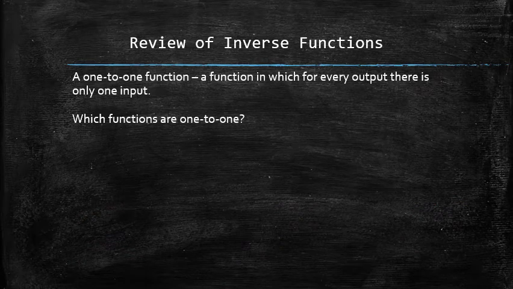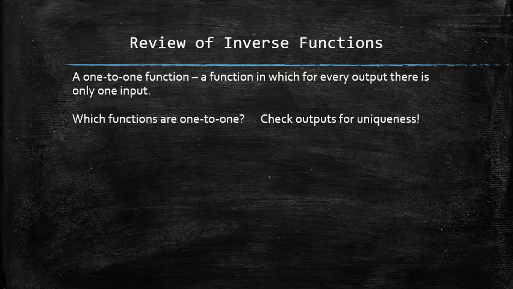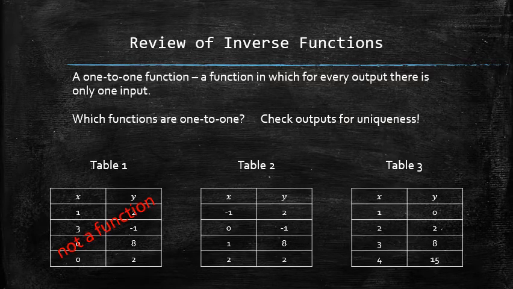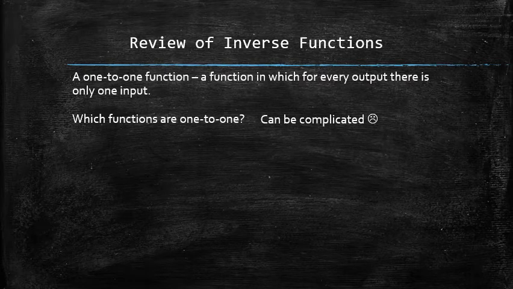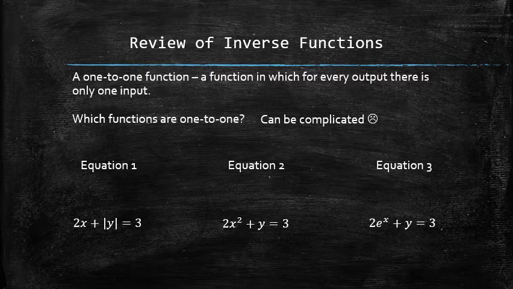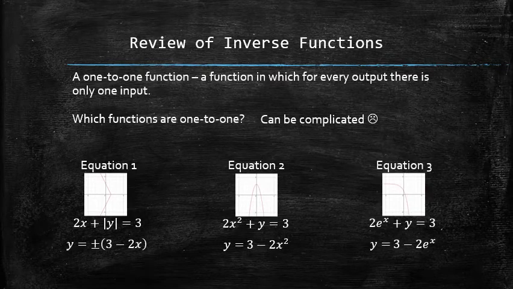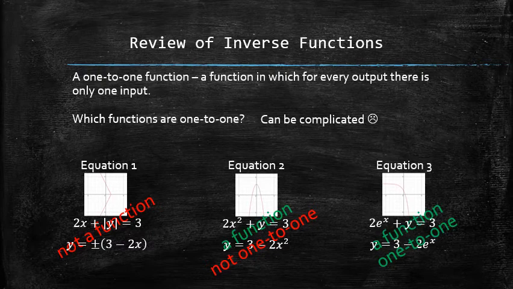To see whether functions given by tables are one-to-one or not, we check the set of outputs for uniqueness. From the following three relations, the one on the left is not even a function, the one in the middle is not one-to-one function, and the one on the right is a one-to-one function. Figuring out whether a function given by an equation is one-to-one or not can be a complicated process. For the following three relations, we are going to use the graphs. So now, by the horizontal line test, we see that the one on the left is not a function, the one in the middle is not one-to-one function, and the one on the right is a one-to-one function.